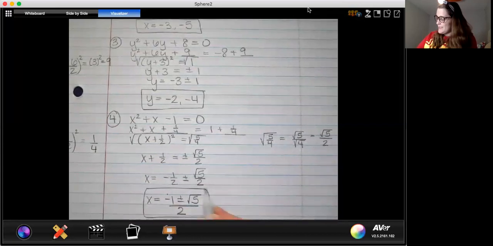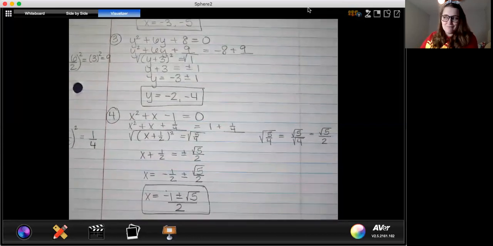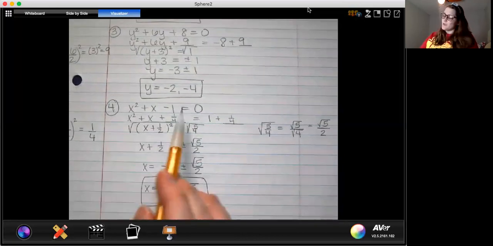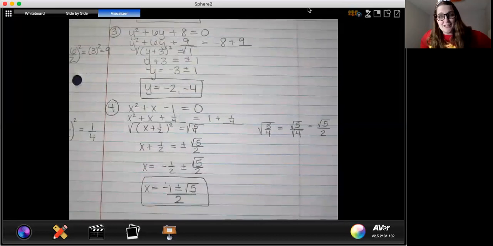Hopefully you notice that answer now kind of looks like the quadratic formula. And that's right. I could have solved this question with the quadratic formula and I would end up with the same answer. That's what we're doing here. We're teaching different ways to get the same end result. So we have factoring, the quadratic formula, and then completing the square.